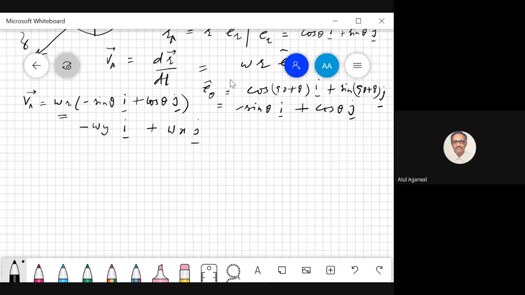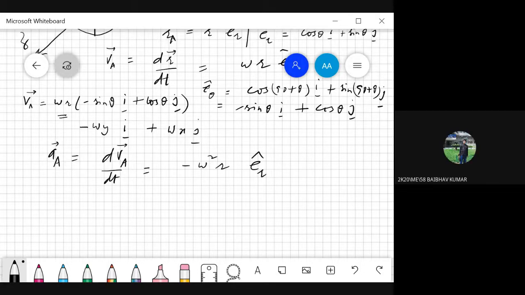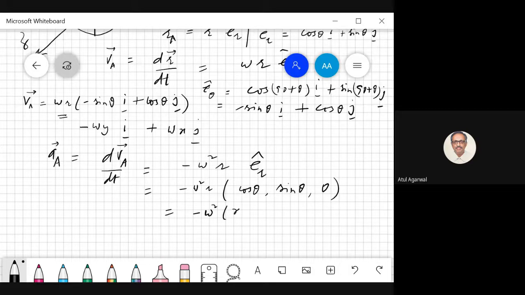What is acceleration of particle? Omega square r. You never give only omega square r. You have to tell the direction. It's a vector. Sir, ER. Minus here. Minus. Very good. So this is equal to minus omega square r ER, which is cos theta, sine theta, 0. So you get minus omega square x, y, 0. All right.